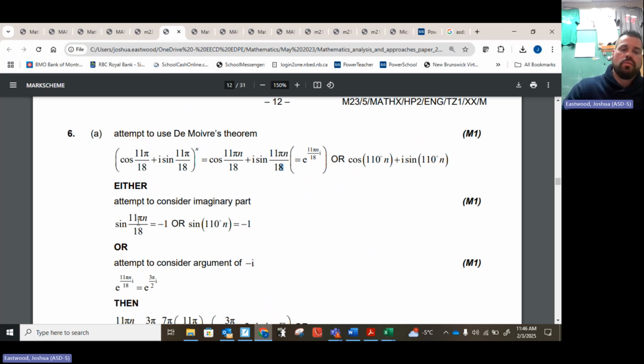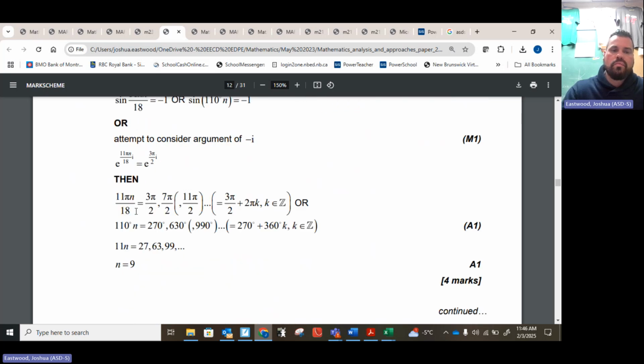So I look and say, what value of n is going to let me do that? It has to be a multiple of 3 pi over 2. I have to get to 3 pi over 2, or some multiple of 3 pi over 2, because the sine of 3 pi over 2 is minus 1. And that is because of our unit circle. So I need to be at 3 pi over 2 or some multiple of that.